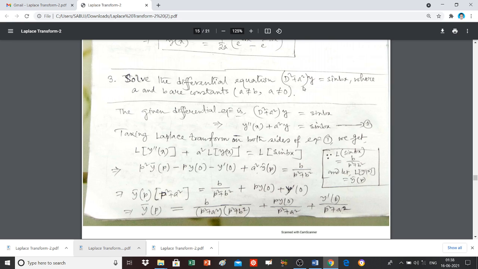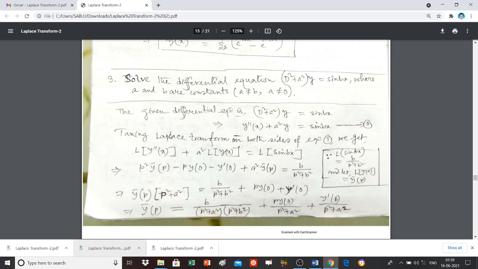Now writing this equation once again here, (D square plus a square) y equals sin bx. This can be rewritten, because in this case the D operator is nothing but d/dx. So D square means d2 by dx square, that is y double prime of x, then a square y, that is equal to sin bx.